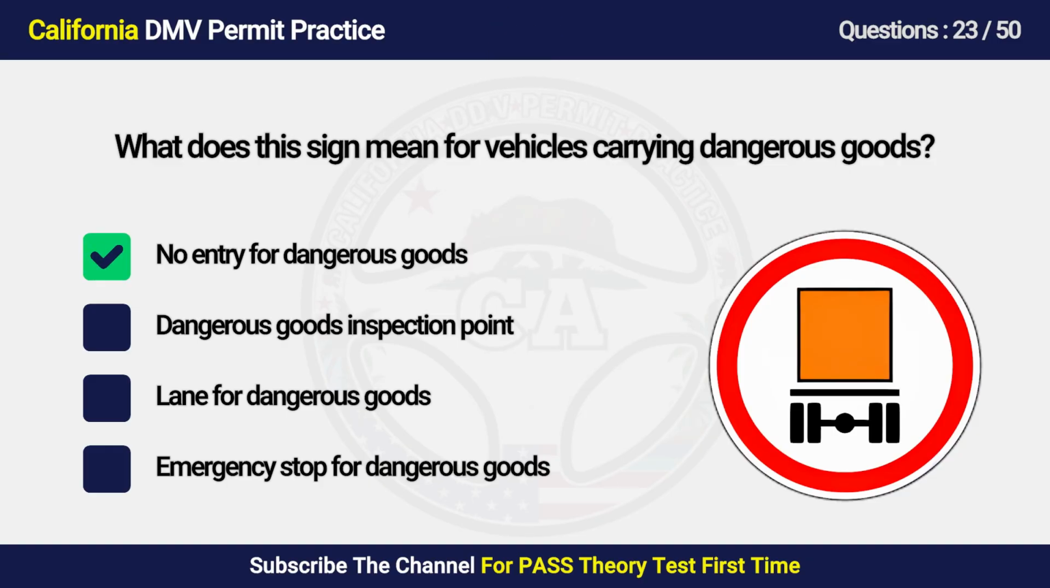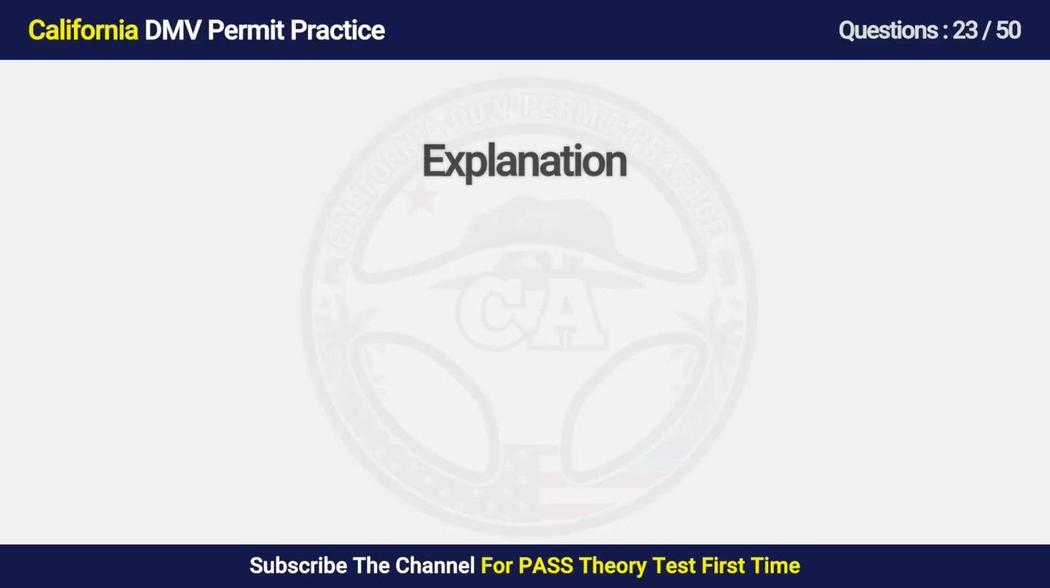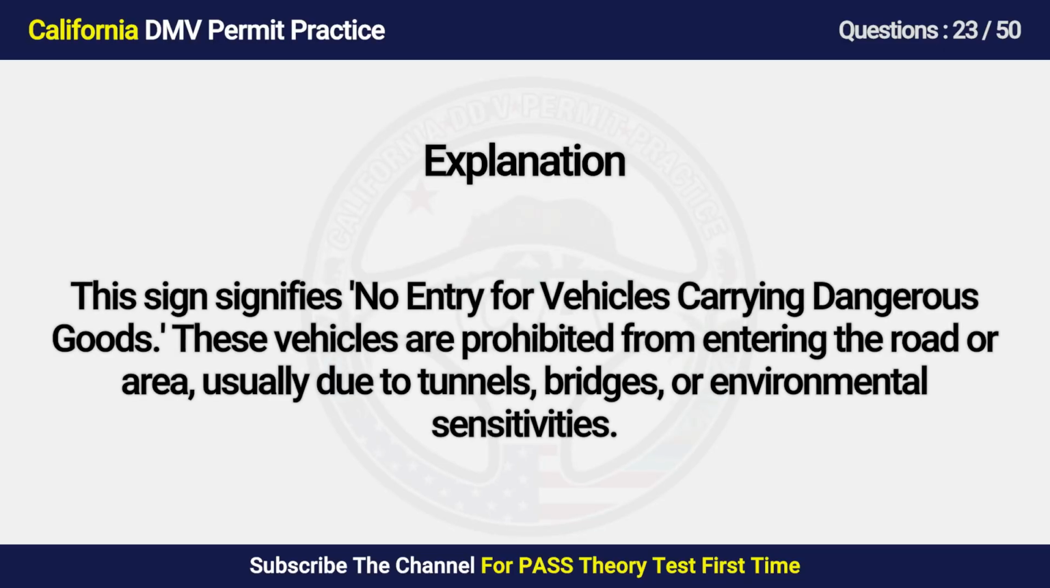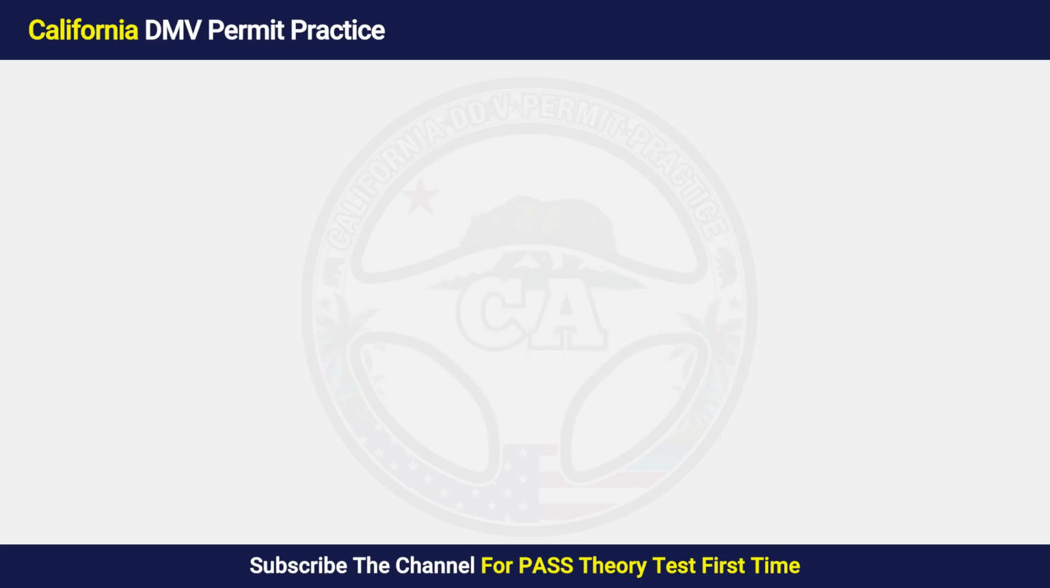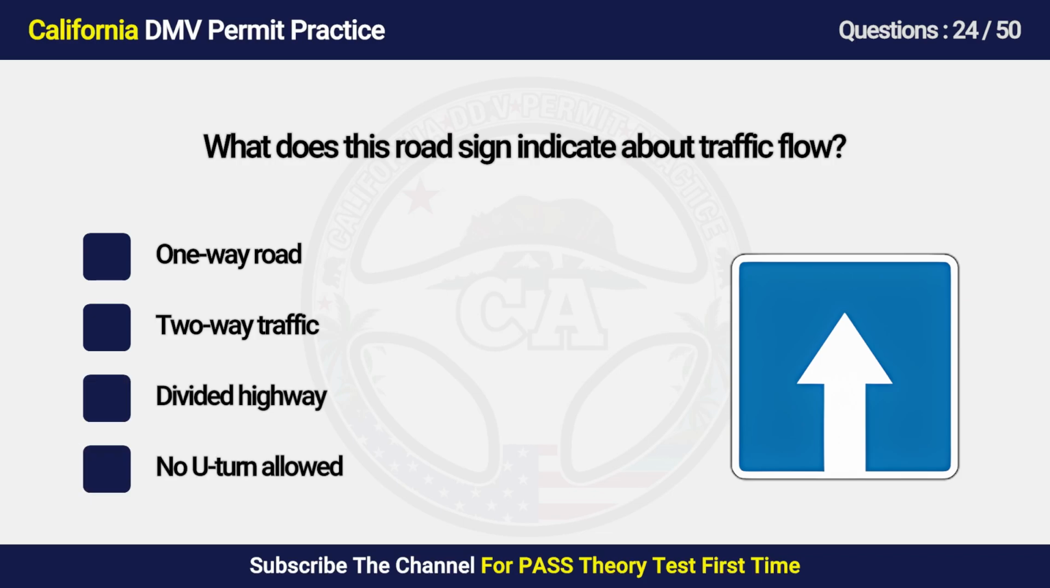Answer is A. No entry for dangerous goods. This sign means no entry for vehicles carrying dangerous goods. These vehicles are prohibited from entering the road or area, usually due to tunnels, bridges, or environmental concerns. Question 24. What does this road sign indicate about traffic flow? A. One-way road. B. Two-way traffic. C. Divided highway. D. No U-turn allowed.